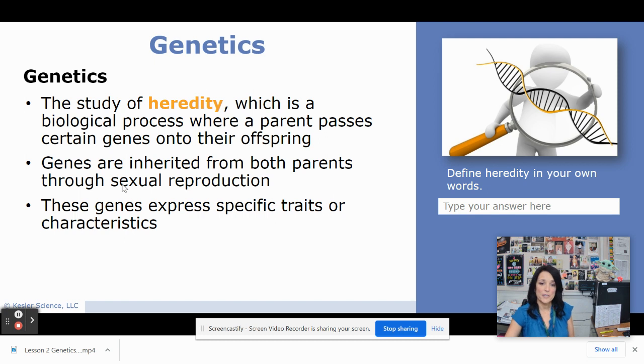So in this case, you're going to take this definition, heredity, and describe it in your own words. And I want you to just think about your own life. You have parents who have passed down traits to you. So maybe you look more like your dad than you do like your mom, and maybe your sister looks more like your mom than your dad. Or let's even think about a litter of kittens, and some of the kittens look like the mom, and some look like the dad. So all the traits are passed down to the offspring.